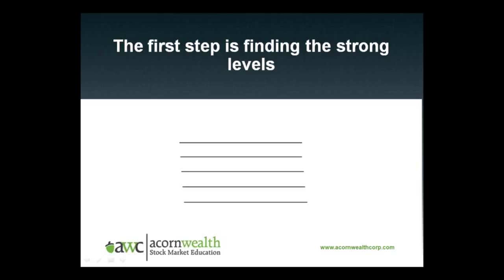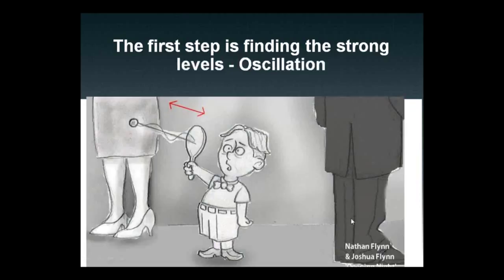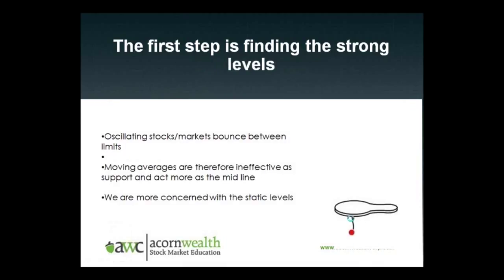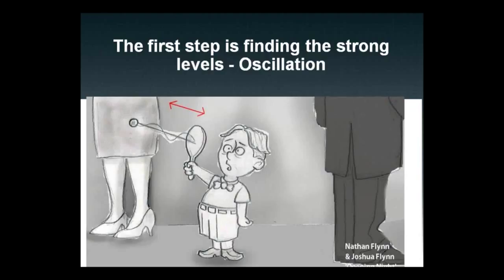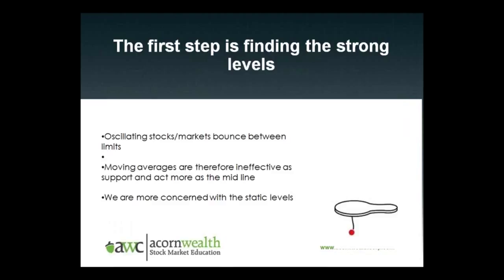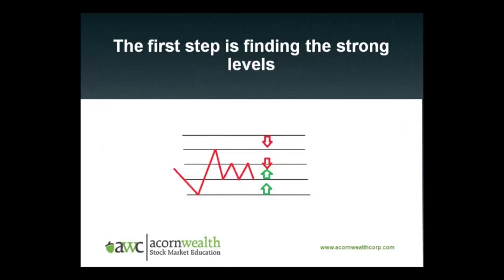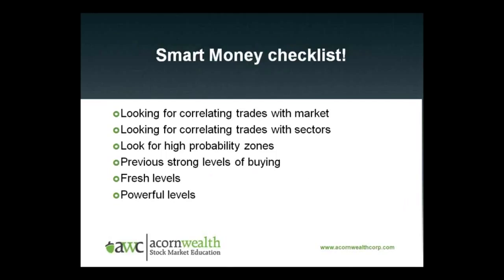All right, so this is normally like an hour-and-a-half presentation, but we've only got a few minutes left. So I'm going to shorten it up a bit and move on to the momentum. So basically, summary of oscillation: extremes are the ones that matter. Moving averages don't. We're more concerned with the static levels. There's your checklist, and that's what we just discussed.